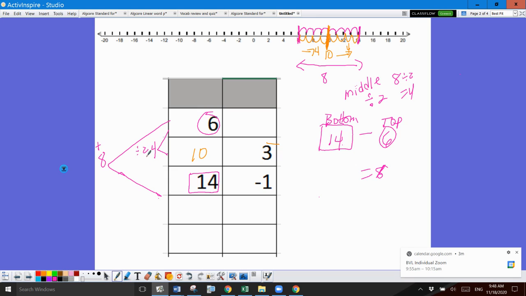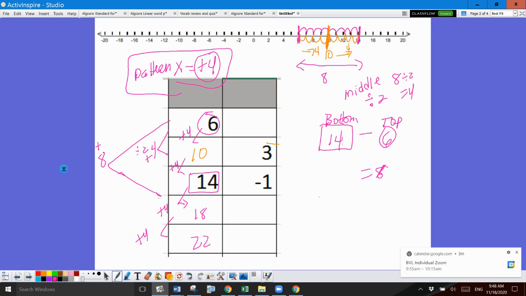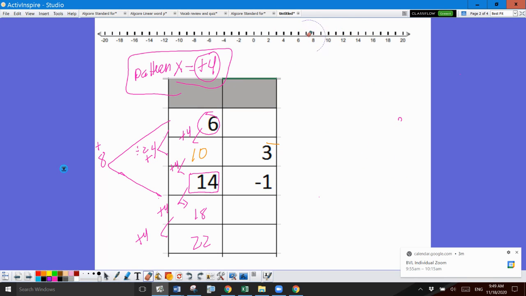So this is a positive 8. This is a positive 4. So 6 plus 4 is 10. Plus 4 is 14. If I keep going, 14 plus 4 is going to give me 18. And plus 4 is going to give me 22. All right, so then my pattern of my x would be positive 4, because I'm going to go from one to the next, not the big jump, but the small jump. Okay, the small jump.